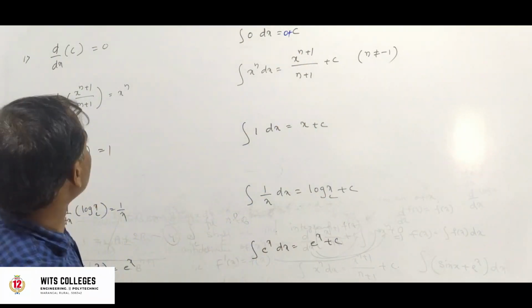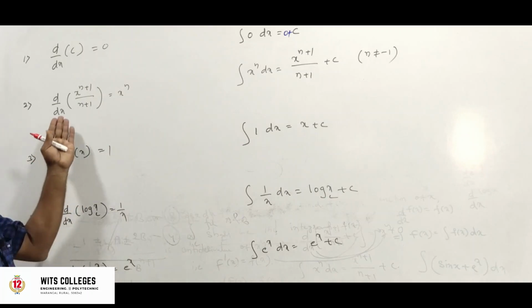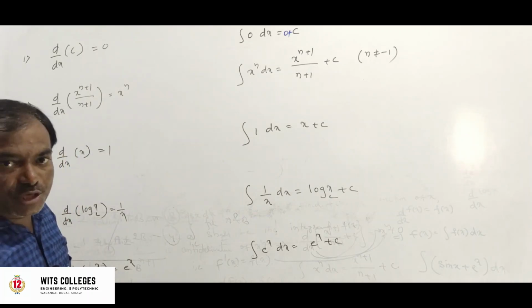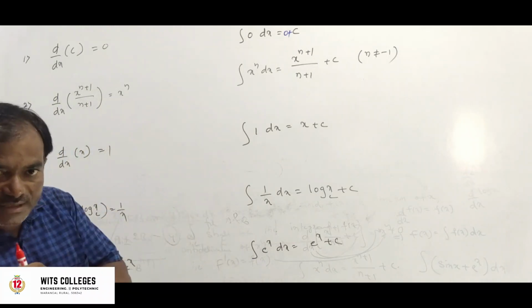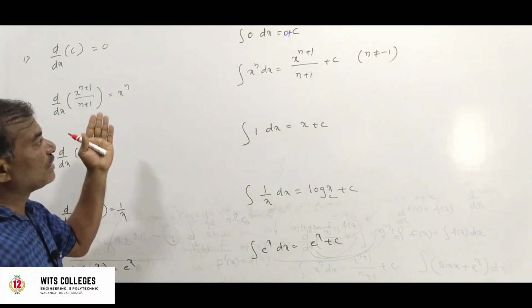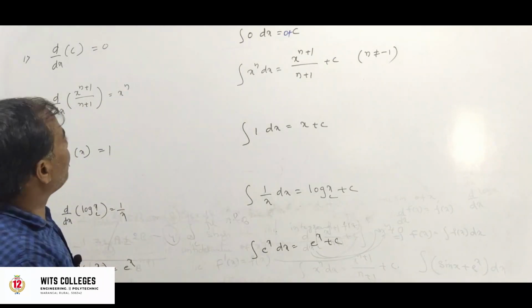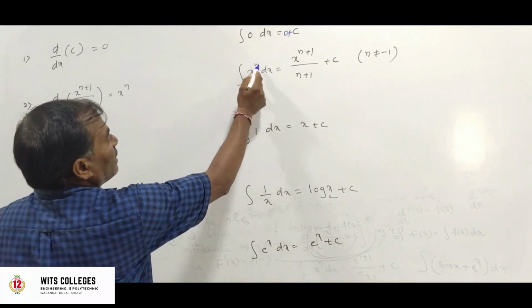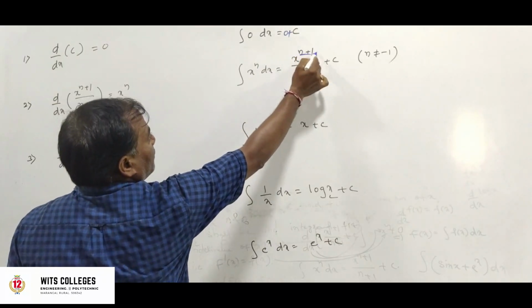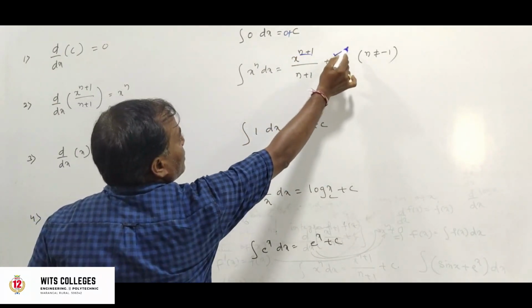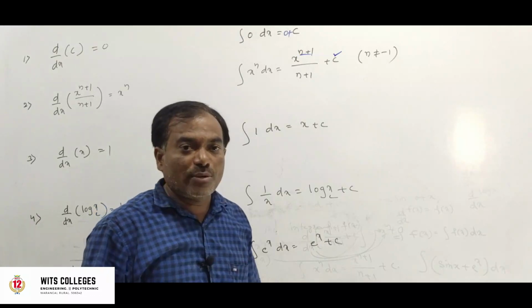And similarly, the derivative of x to the power of n plus 1 by n plus 1 equals x to the power of n. Already we have seen this, now we will get this value. Therefore the integral of x to the power of n dx equals x to the power of n plus 1 by n plus 1 plus c, where n is not equal to minus 1.